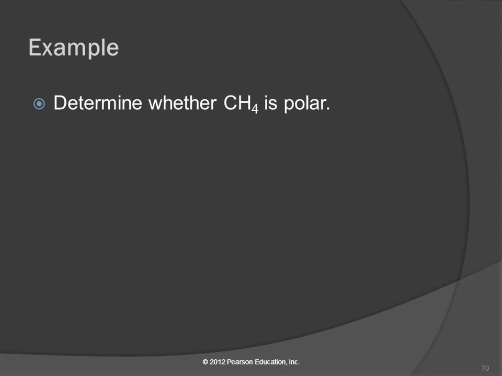Determine whether CH4 is polar. Well, we need the Lewis structure. So it's going to end up like this. There's the Lewis structure. We look at the Lewis structure and ask ourselves, are there any lone pairs on the central atom? You see any lone pairs? Any dots? Nope, no lone pairs. Are the atoms bonded to the central atom the same? They are. Both conditions are met. This is a nonpolar molecule.